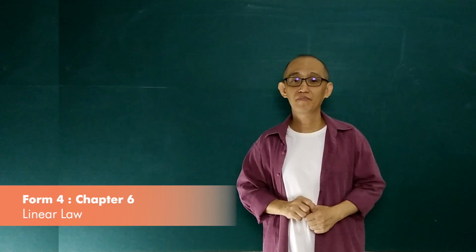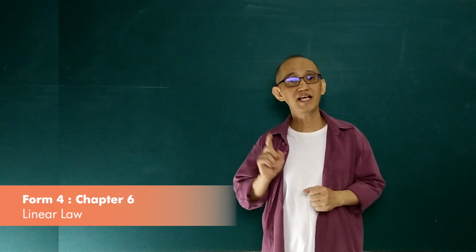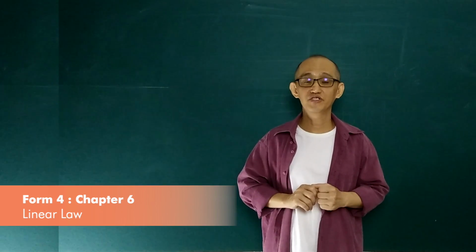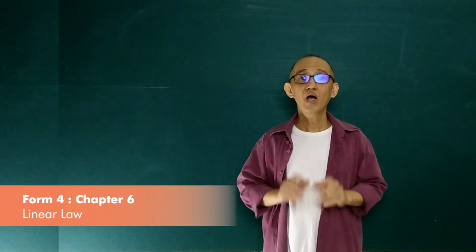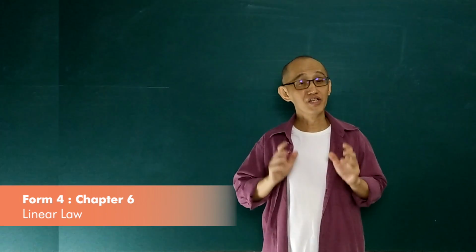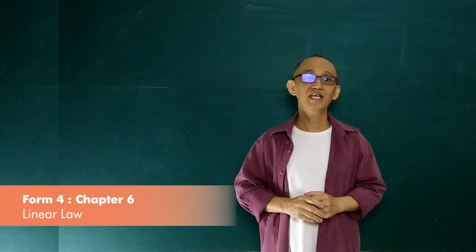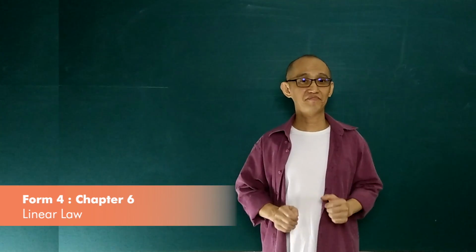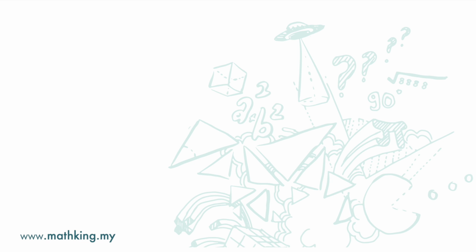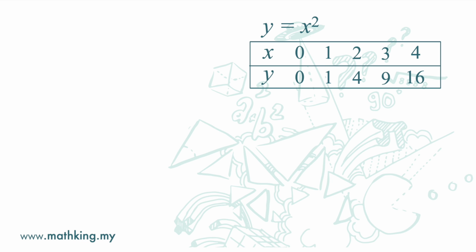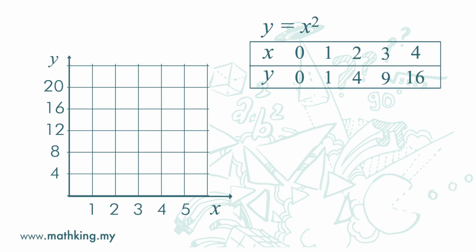This is because when we make the vertical axis and horizontal axis into something else instead of x and y, we can make a non-linear graph into a linear graph. Let's look at this example. Here we have this equation y equal x squared and its table of values. If we plot the value on the graph, we have this curved line.